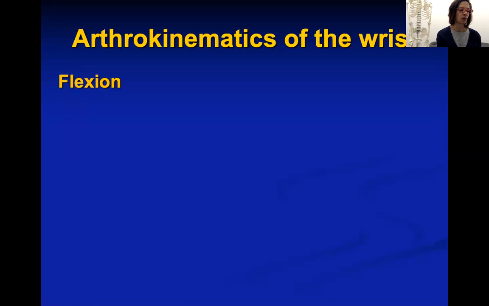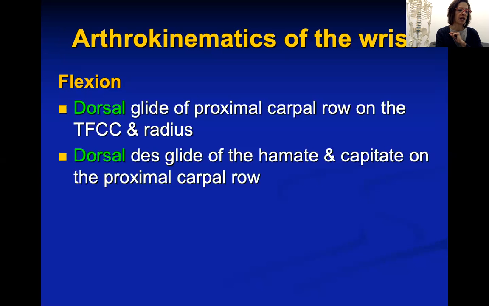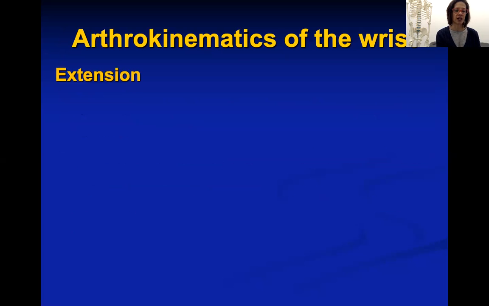So in flexion, what happens? We have a dorsal glide of the proximal row on the TFCC and the radius. The proximal carpal row will glide dorsally because it's convex. And there is a dorsal glide of the hamate and capitate on the proximal row because they are also convex. And then a palmar glide of the trapezium and trapezoid on the scaphoid to accomplish flexion.